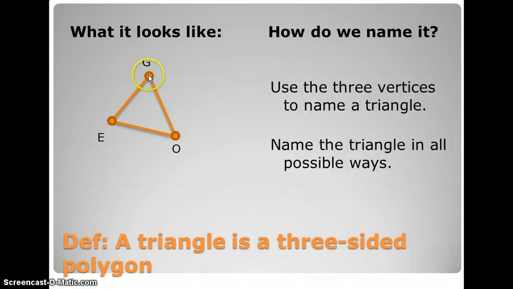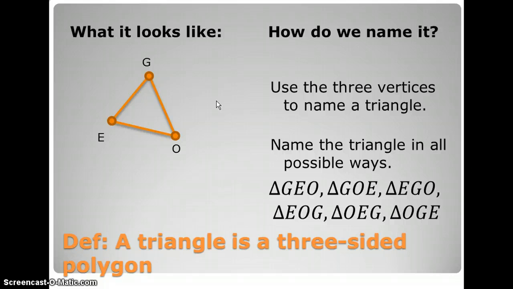So to name this, I could start with G and then go to E and then O, or maybe I wanted to go from G and then O to E, or maybe I wanted to go from O to G to E. I've got a lot of different options. I've got 6 different ways that I can name this.